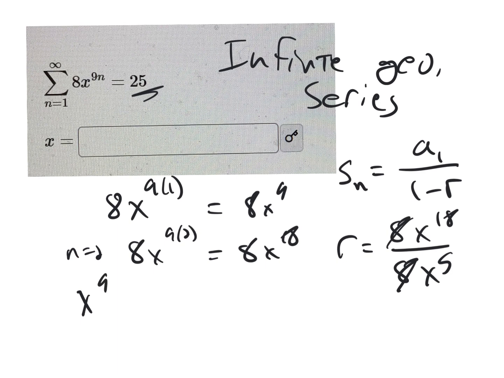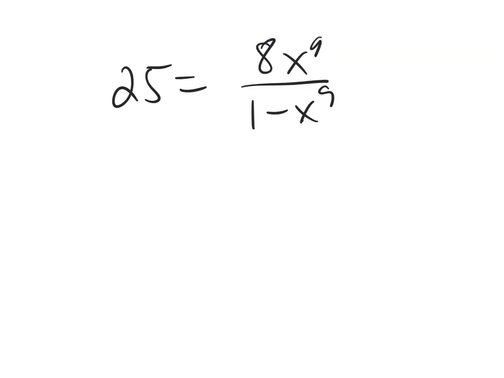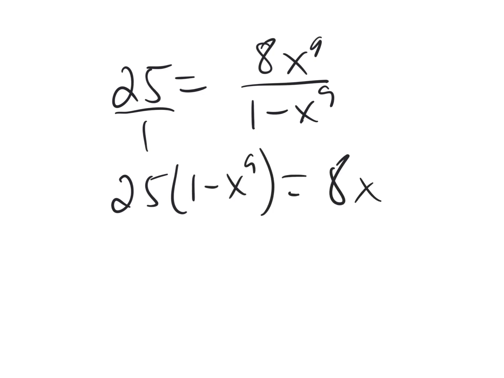So I know I can go back and set up my infinite series. So 25, they gave us that, is equal to the first term, which is 8x to the 9th, over 1 minus the common ratio, which is x to the 9th. To solve this equation, it's really just a proportion. I'll do the cross products. So 25 times 1 minus x to the 9th equals 8x to the 9th.